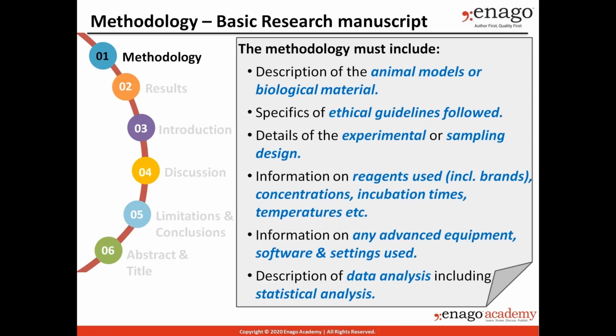It's also important to include information on any advanced equipment, software, and settings used. For example, if you used a high-end microscope and the specific settings you used on that. It's also important to include a description of the data analysis that you performed, how you performed it, what thresholds you used, what criteria you used, what software you used, including, of course, the statistical analysis. All this goes in the methodology section, which needs to be structured always according to the requirements of the specific journal. But beyond the structure, the information that needs to be there, it's pretty much standard across all journals.